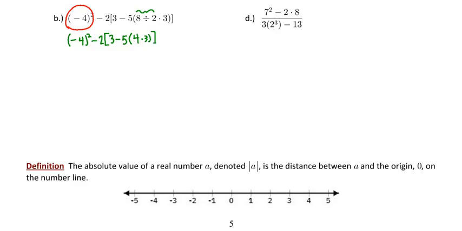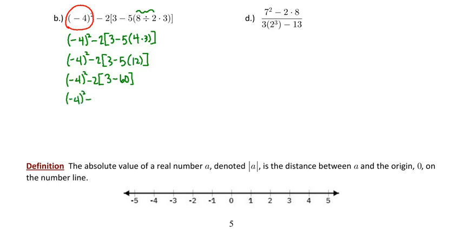On the next step, we're going to work still inside that innermost set of parentheses and execute 4 times 3 to get 12. Now we can work on the brackets. Inside those brackets, we've got, again, a couple of operations. Multiplication is going to take precedence here. 5 times 12 gives me 60, so we have 3 minus 60.